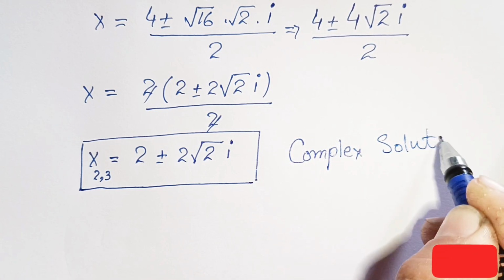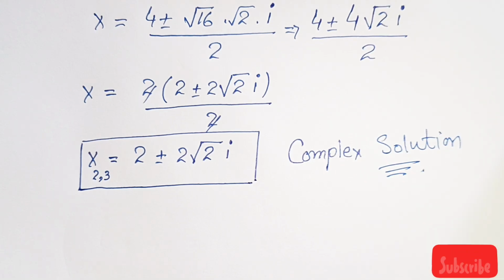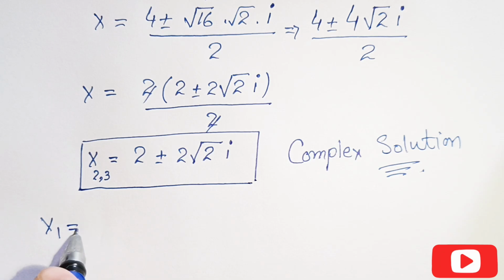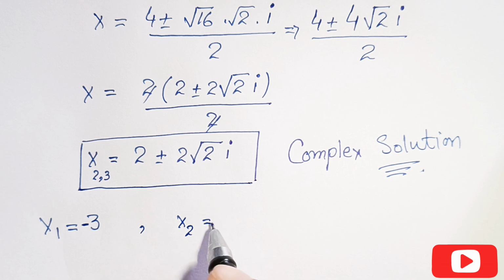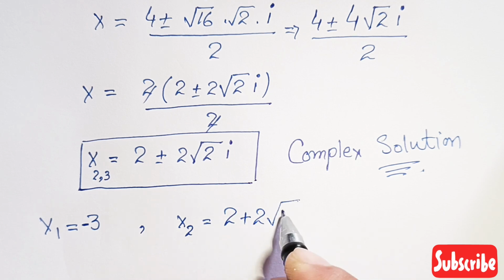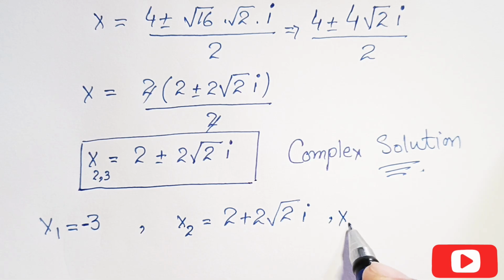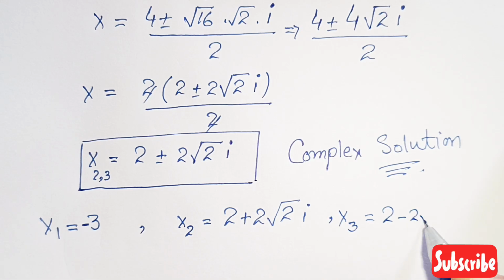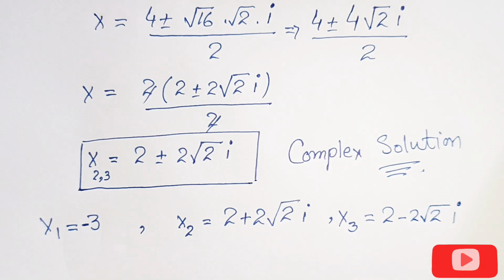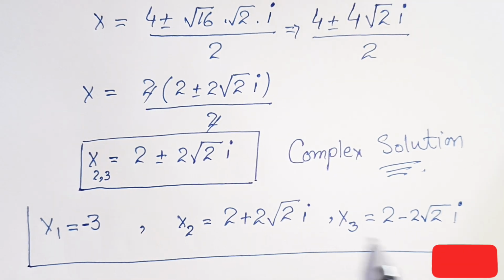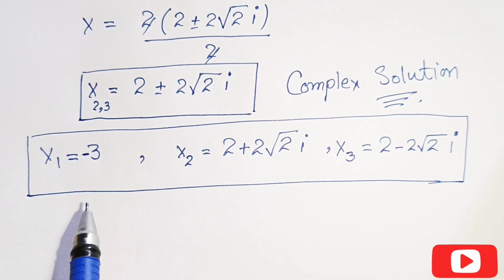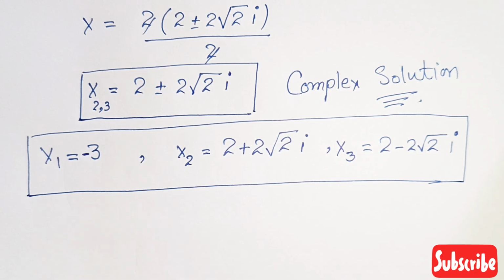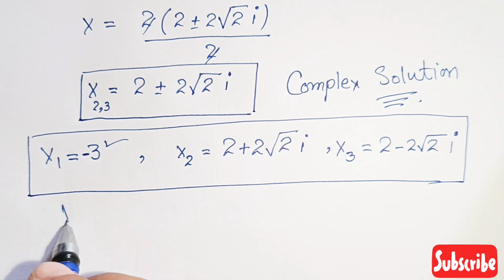Now we have three possible solutions here. Our real solution is x1, which is minus 3, and x2 is 2 plus 2 times square root of 2i, and we have x3, which is 2 minus 2 times square root of 2i. So it is our final answer, but we have to verify our answer. To verify this problem, we use the real value, so I take the real value here for verification.